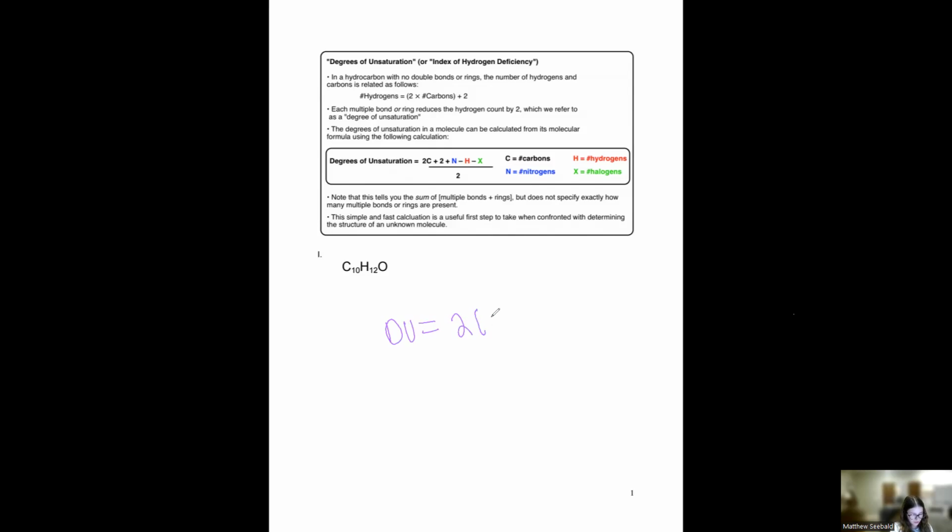So the degree of unsaturation is 2 times the amount of carbon, which is 10, plus 2, subtracted by the amount of hydrogen, which is 12, all over 2, which equals 5. So we have 5 degrees of unsaturation. When we have 5 degrees of unsaturation, I would suspect that our molecule contains both a ring and a double bond.